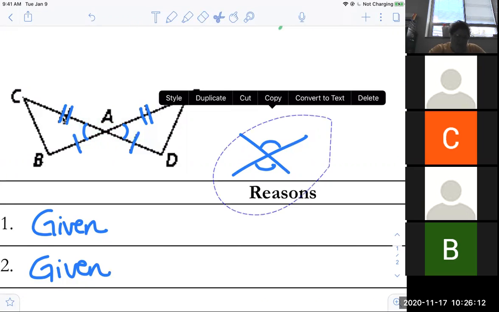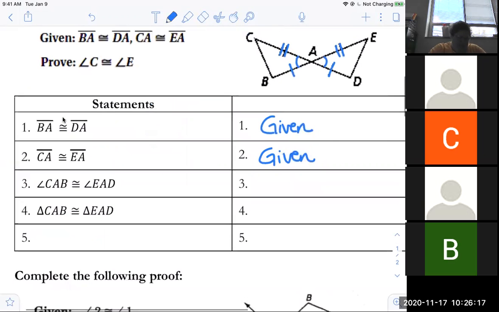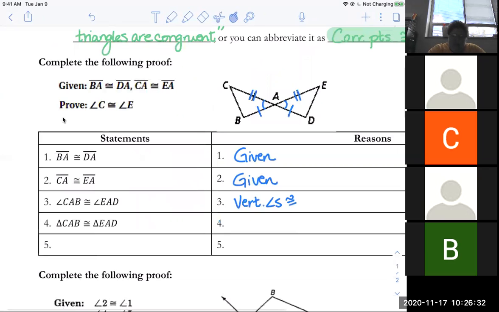Oh, vertical angles are congruent. Vertical angles are congruent. So you will write this statement here, and then you'll justify it over here. It's the same thought process that you had to go through when you were deciding if those triangles were congruent. It's just that you're going to now justify it, kind of write down the reasons as you go. Okay.